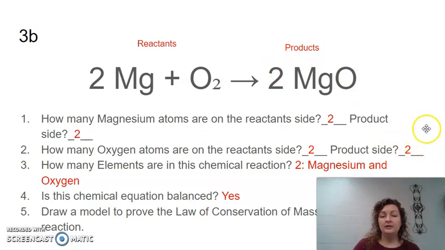How many elements are in this chemical reaction? It's going to be 2. I only have 2 elements. I'm dealing with magnesium and I'm dealing with oxygen. Only 2 elements, although I have multiple atoms of them, right?